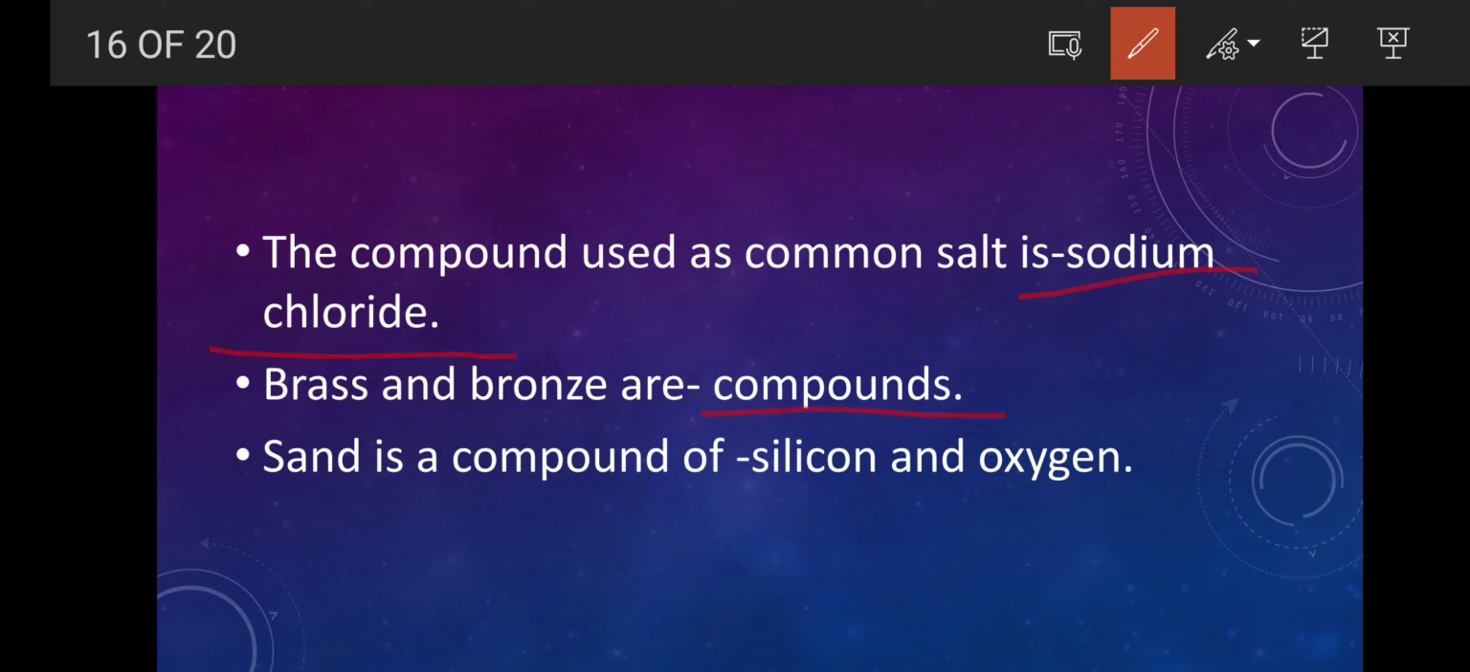Next is sand is a compound of what? Silicon and nitrogen, silicon and oxygen, oxygen and sulfur, none of the above. Correct option is which one? Yes, silicon and oxygen. This is the correct option.